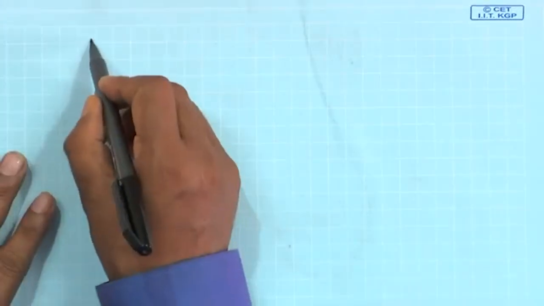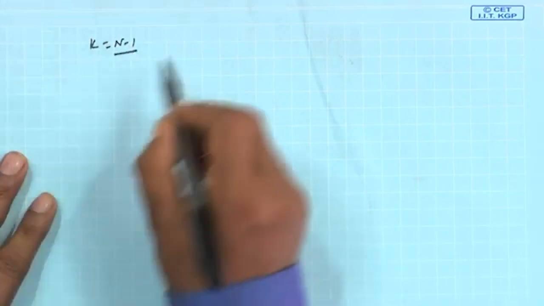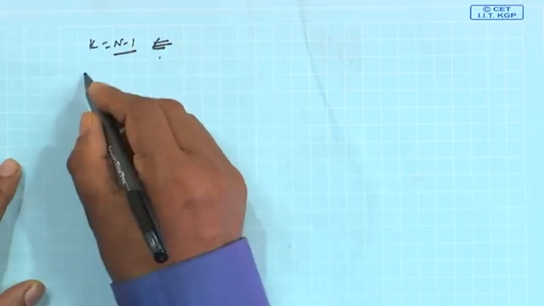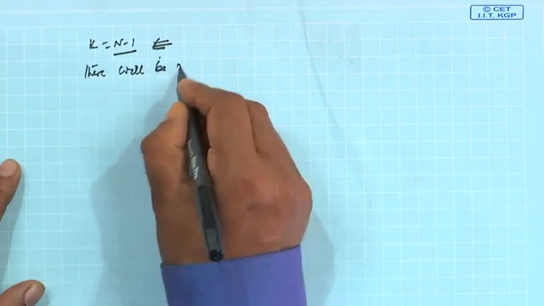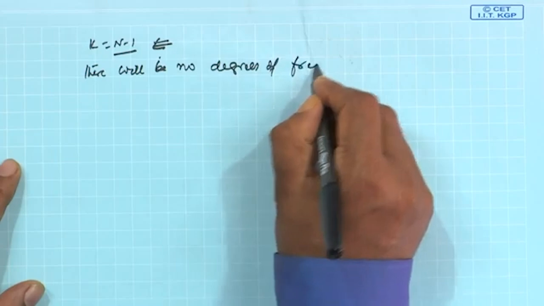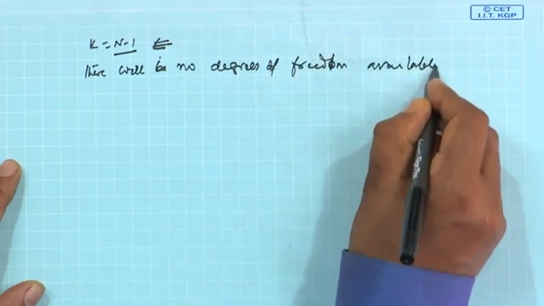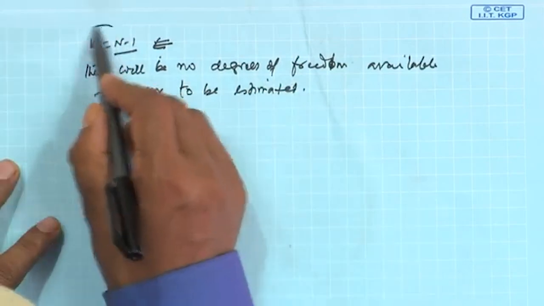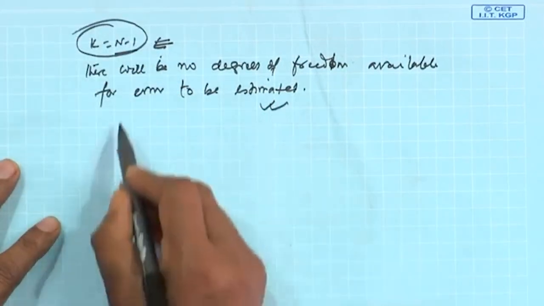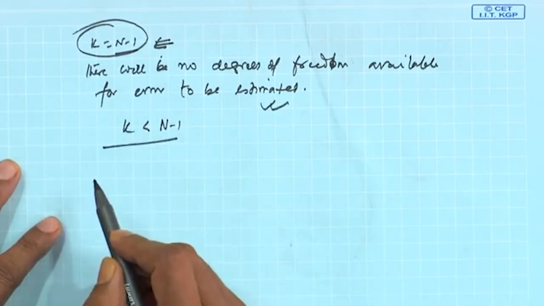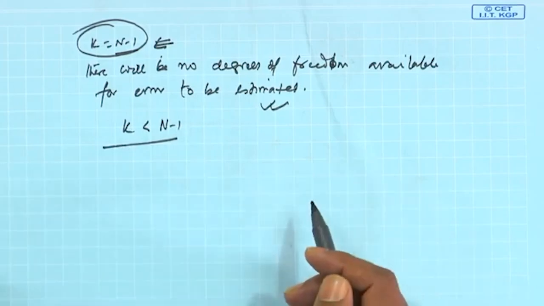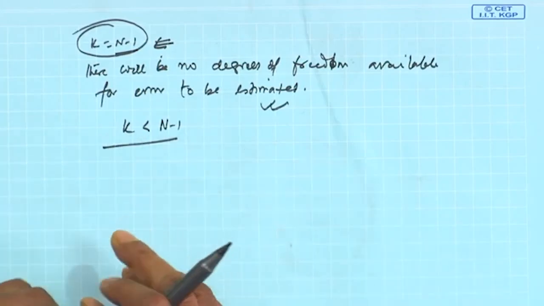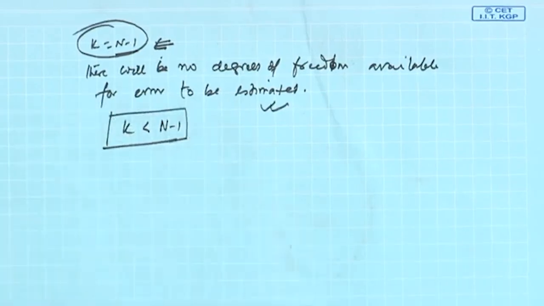Okay. As k equal to n minus 1, this is basically the case where PB is used. So, you will see that there will be no degrees of freedom available for error to be estimated. If the situation is like this, error cannot be estimated. So, what do you require then? If you use k less than n minus 1, then depending on the type of effects of interest, there can be some source of error estimation. Okay, so we will discuss those things.